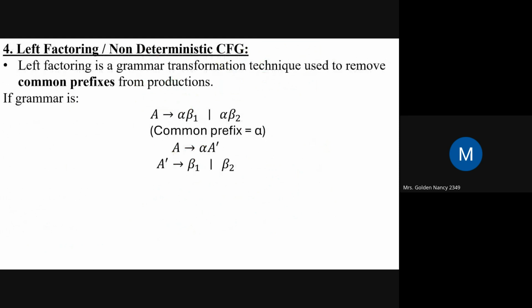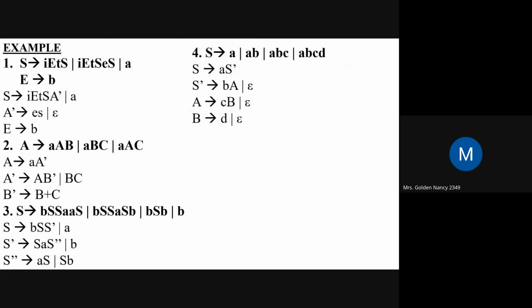Next is left factoring. Left factoring is another type, where common prefixes appear a number of times in your grammar. What is a prefix? The first part, or a particular letter, keeps reappearing again and again. Then it is called left factoring, or non-deterministic CFG. I'll show it with an example so that it will be very useful. I don't want to confuse you with the formula. It is very simple once you start doing it.